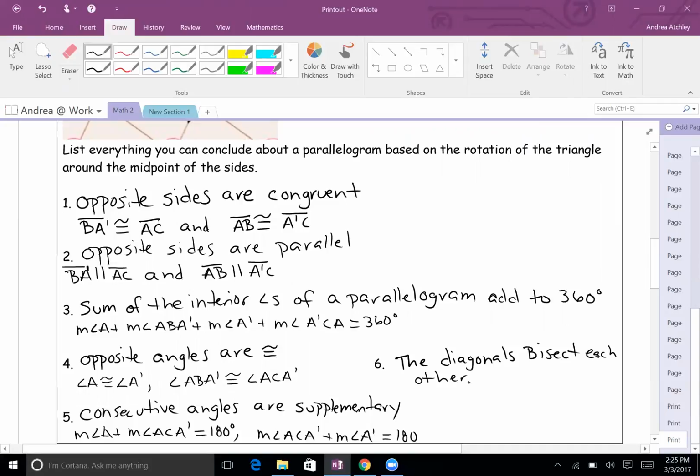Okay, the diagonals bisect each other. Any questions over that? Okay, that means that BE is congruent to EC. And AE is congruent to EA prime.